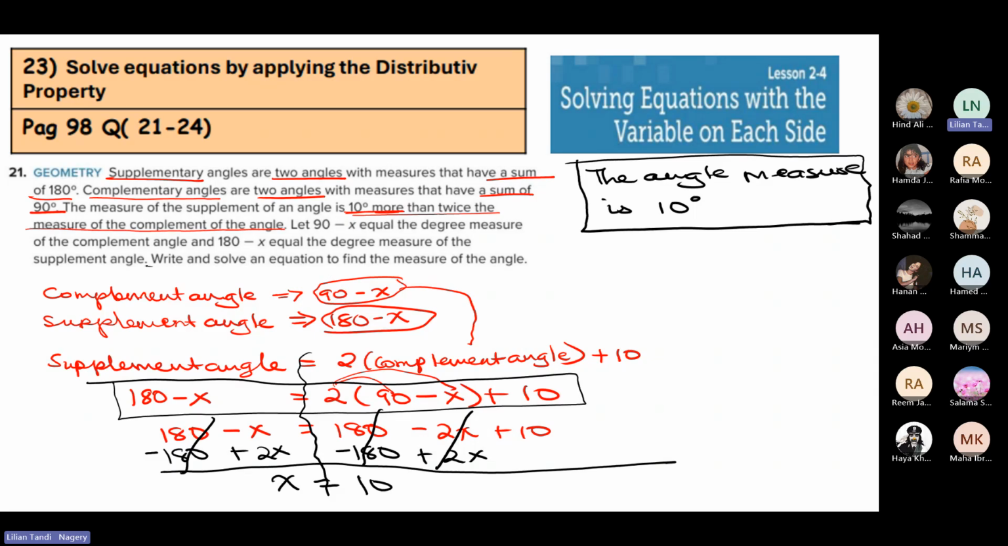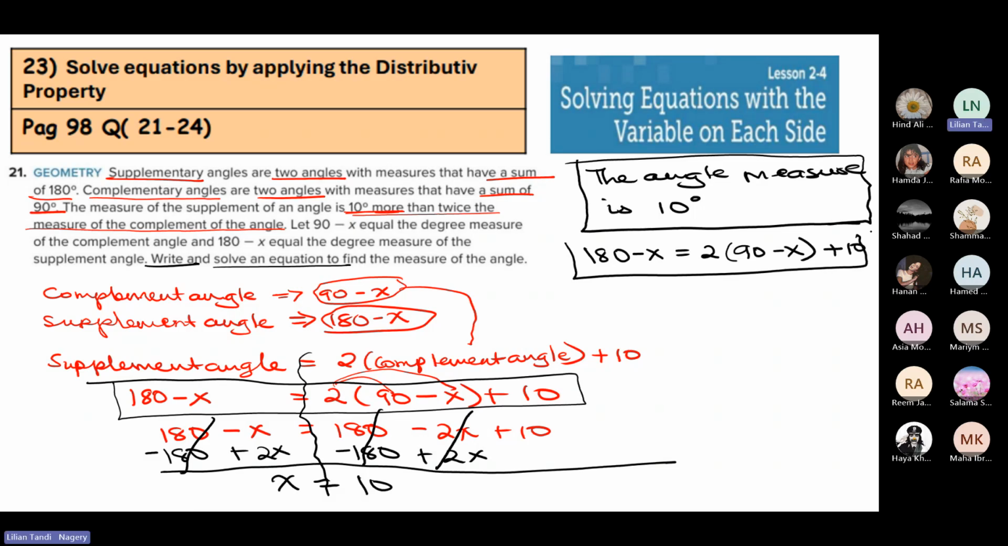So it says write and solve an equation. So make sure you have two answers. This one you solved, here is your equation. You write it, Miss, 180. Lilian, how did you get x equal 10? I solved. Wait, let me finish. Give me 1 second, I'll explain. Okay.